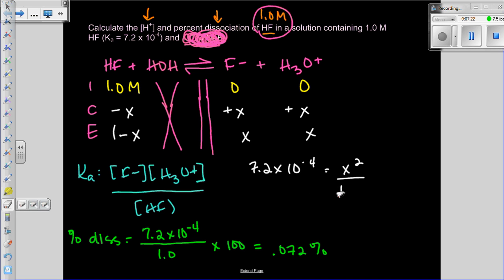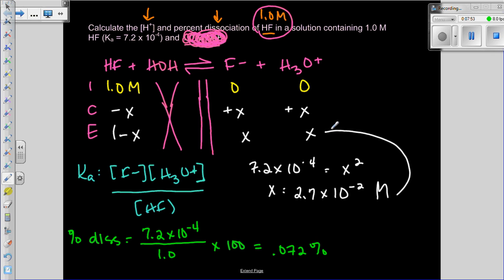So my x squared, because I have a 1 in the denominator, is equal to 7.2 times 10 to the negative fourth. So if I take the square root of that, 7.2 times 10 to the negative fourth, we get 2.7 times 10 to the negative 2 molar, and that would be for our hydronium ion concentration.